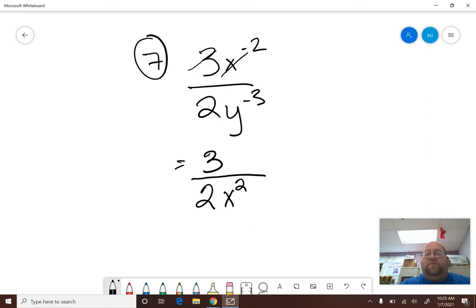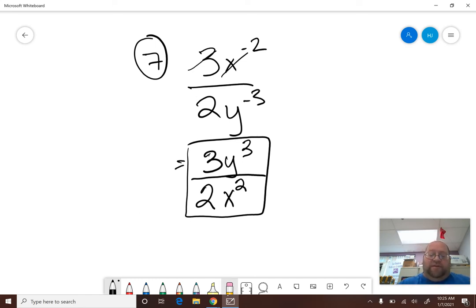Well, what do I need to do with the y? Well, you say it's already on the bottom. I can't put it on the bottom if it's already on the bottom. Well, we need to just do the opposite, okay? Instead of taking it to the bottom, if it's already on the bottom, we need to take it to the top. So what I'm going to do here is I'm just going to write y to the 3rd right there because this is going to become positive. When I move it, it changes signs, okay? And so my final answer that I'm going to end up with is that guy right there, okay?